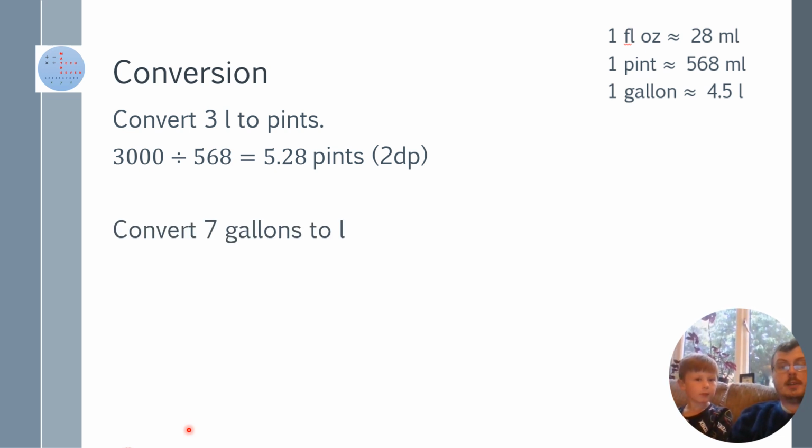So 7 gallons to litres. Well, this time we have got what we need. So we're going that way, left to right. So what do we do? So you times 4.5 by 7, and then we get 31.5 litres, and it's as simple as that. So we just keep this in mind, and we should be able to do pretty much any conversion.